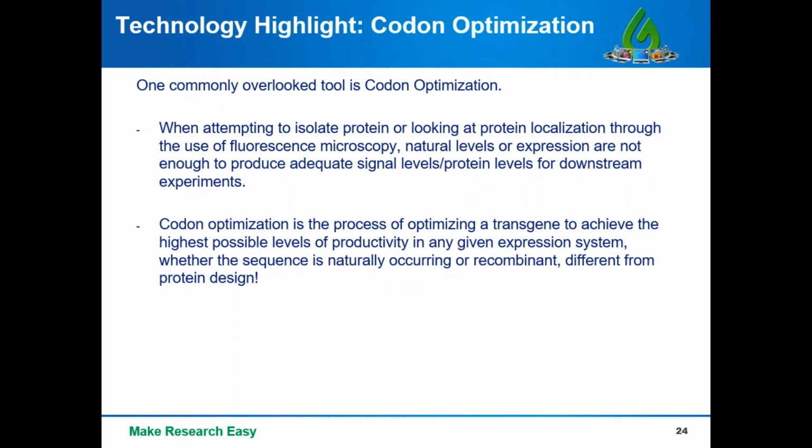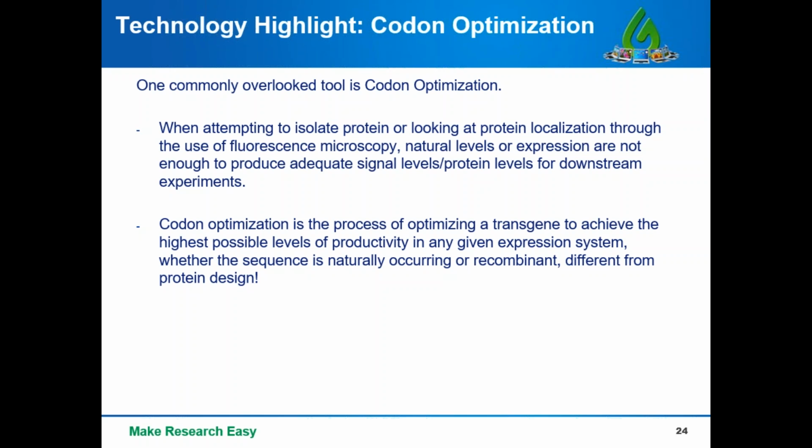One common thing that is encountered when attempting to isolate protein or looking at protein localization through the use of fluorescence microscopy is that natural levels of expression are not enough to produce an adequate signal to see with your camera or microscope of choice, and it also might not lead to enough yield of protein for downstream experiments. Codon optimization can actually counter this.